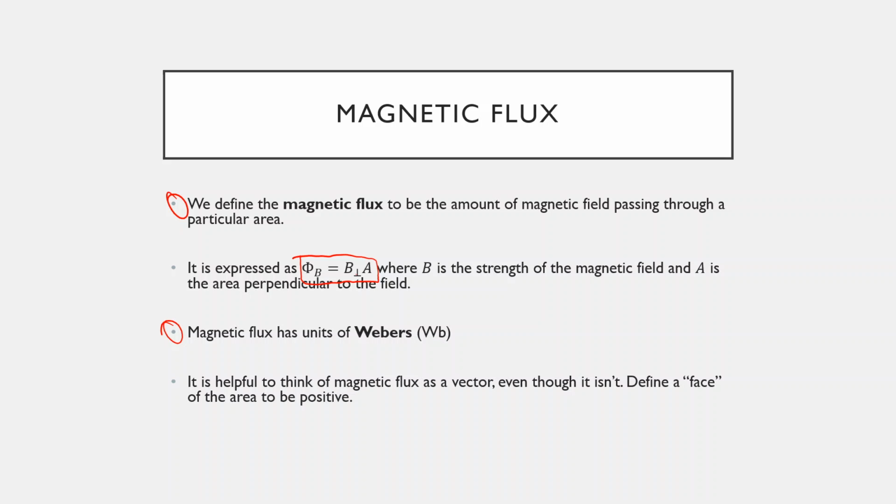And later on, when we start dealing with Faraday's law and Lenz's law, we're going to treat flux as a vector. Technically magnetic flux is not a vector, but we're going to pretend that it is, and the way that we're going to do that is we're going to define a face of the area to be positive, and you'll see what I mean by that in a second. Cool, so there's this new thing called magnetic flux, and it is equal to the magnetic field strength passing through a particular area.